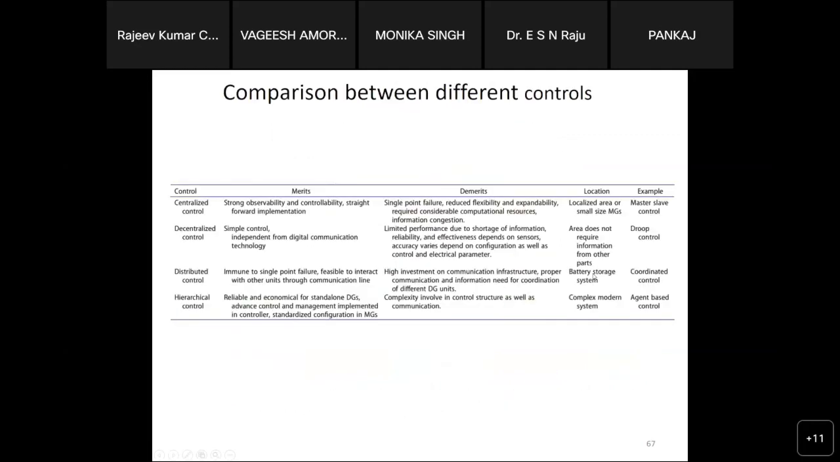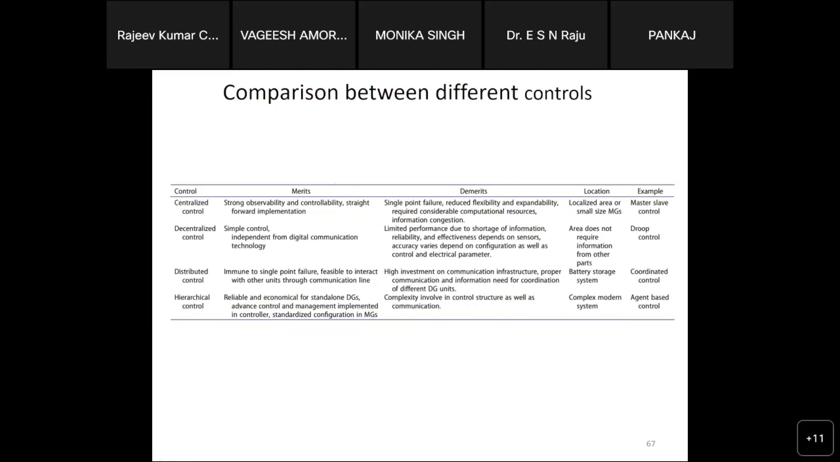So here I have given the comparison between all the different controls. As we can see, centralized control mainly has strong observability as well as controllability, and we have a straightforward implementation. However, it suffers from the single point failure. This is preferable when we are going with a localized area or small size MGs. For example, we can go with the master slave control.